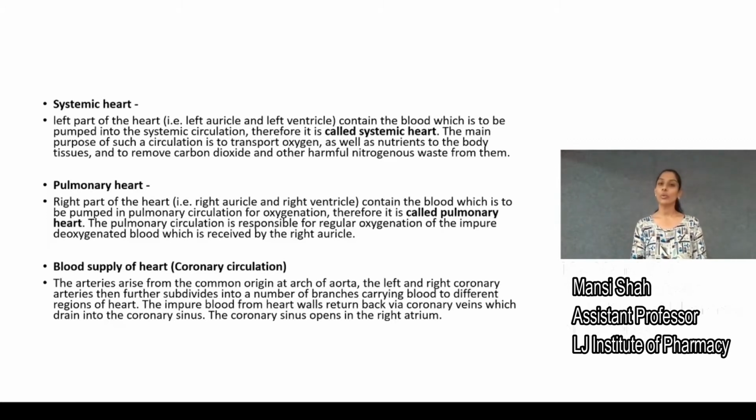Next, that is coronary circulation, that is blood supply to heart. The arteries arise from the common origin at arch of aorta. The left and right coronary arteries then further subdivide into a number of branches carrying blood to different regions of heart. This impure blood from heart walls returns back via coronary veins which drain into coronary sinus. The coronary sinus opens in the right atrium.